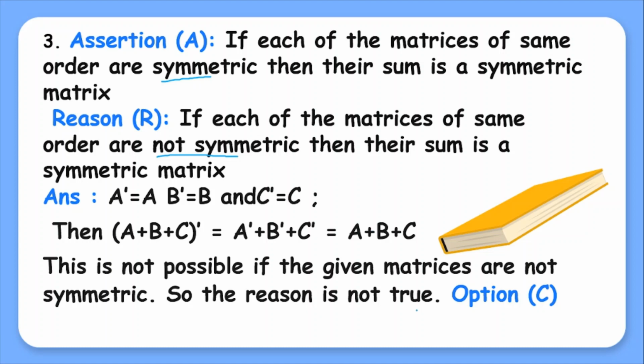So the reason is not true. The reason is not true. If the reason is not true, straight away we will go and opt for option C.